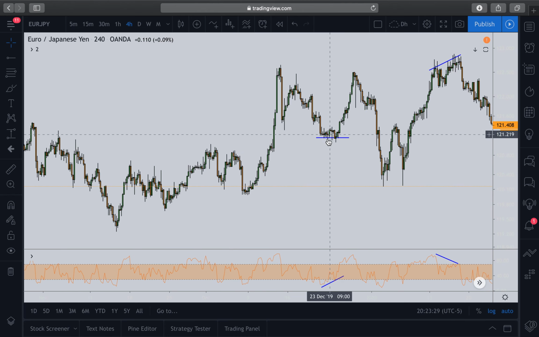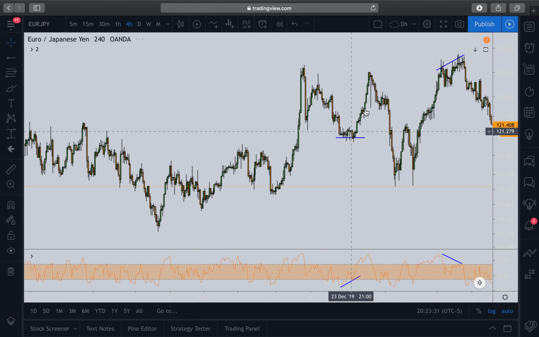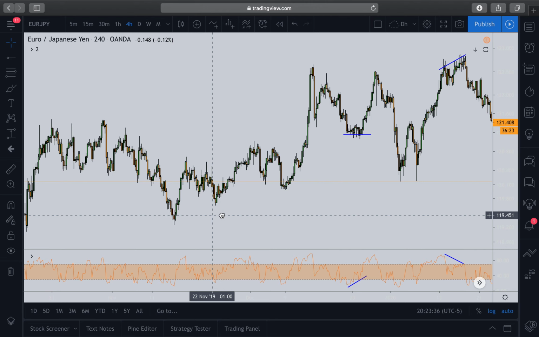So that is another sign of bullish divergence, and we see price actually broke through all those levels, pushed high up for some crazy profit.